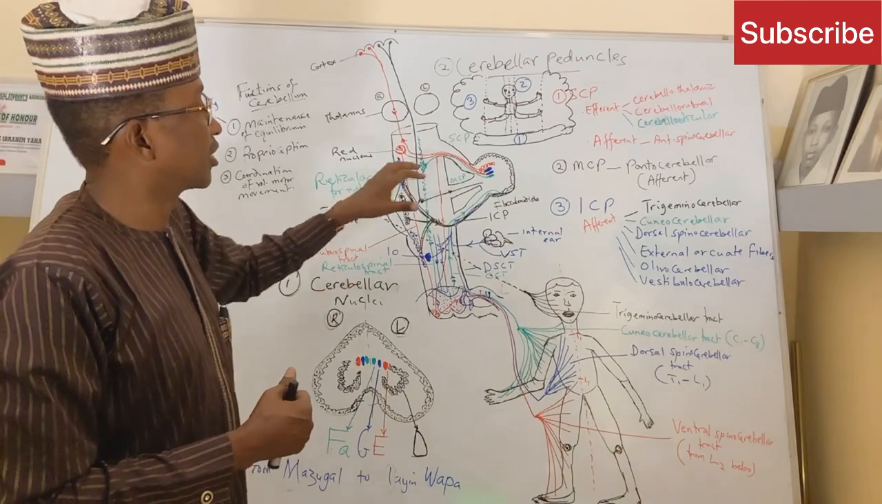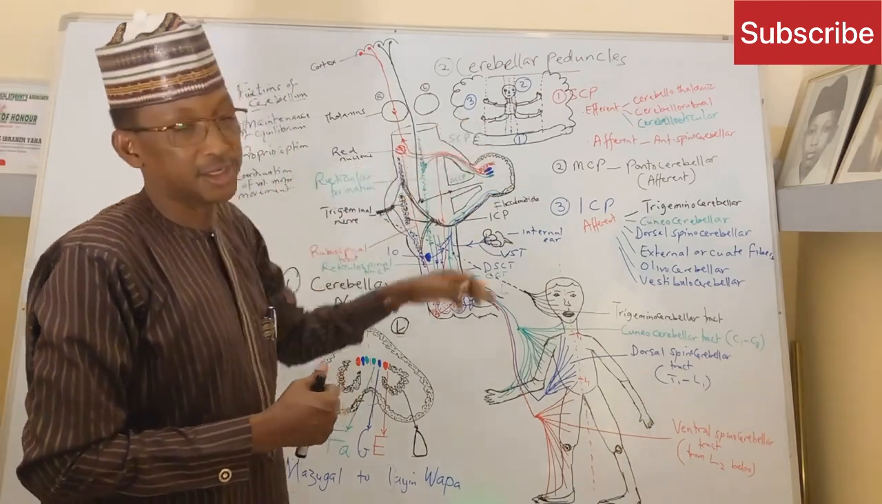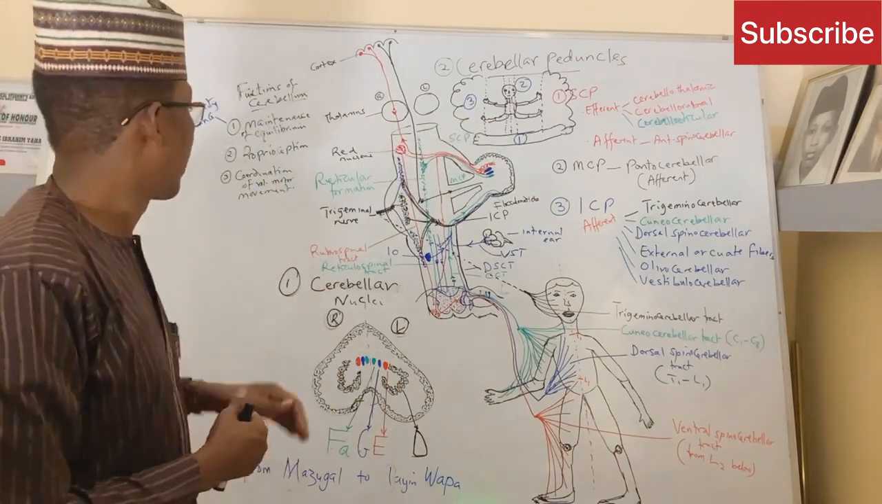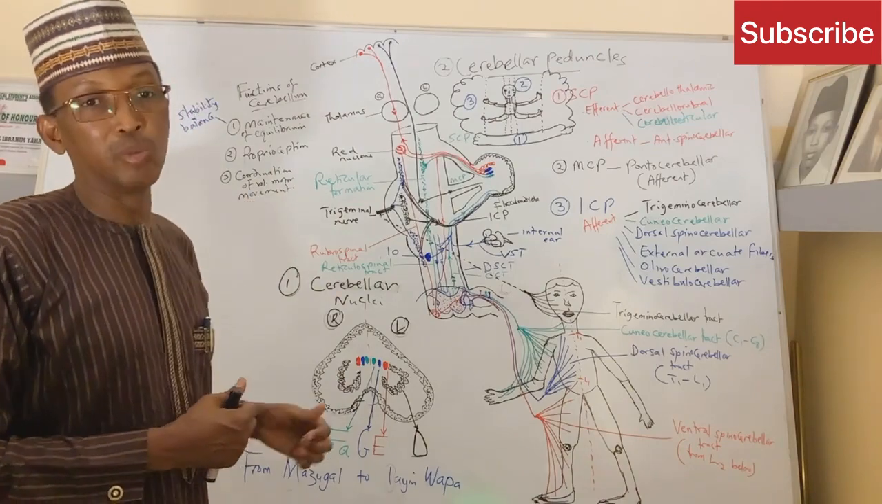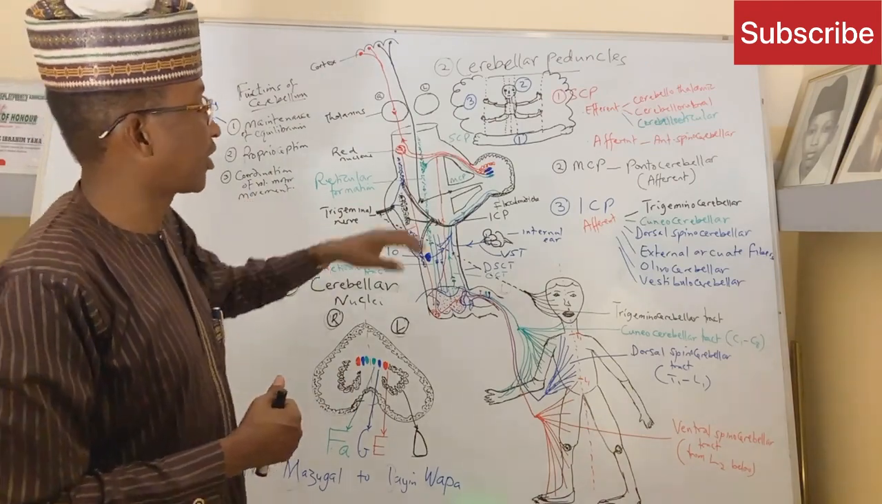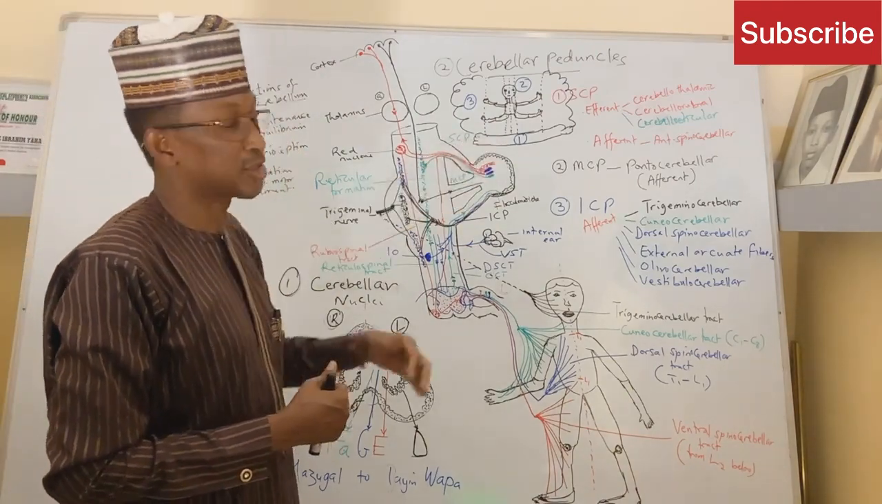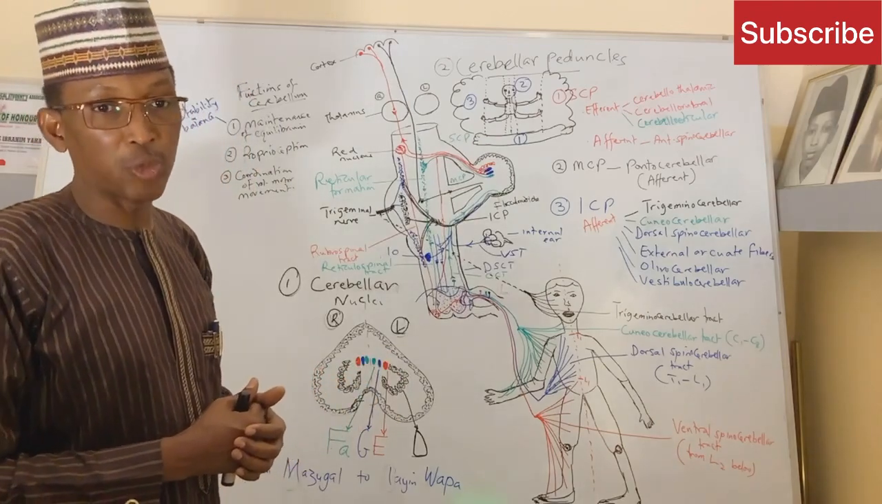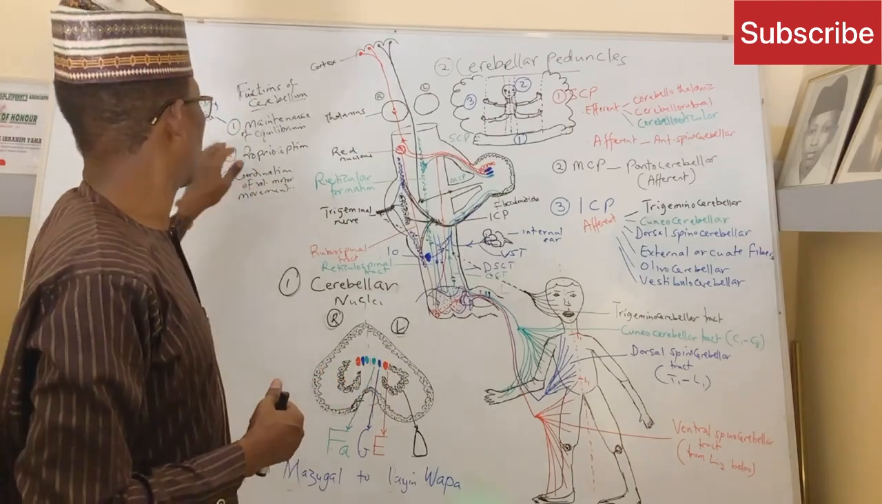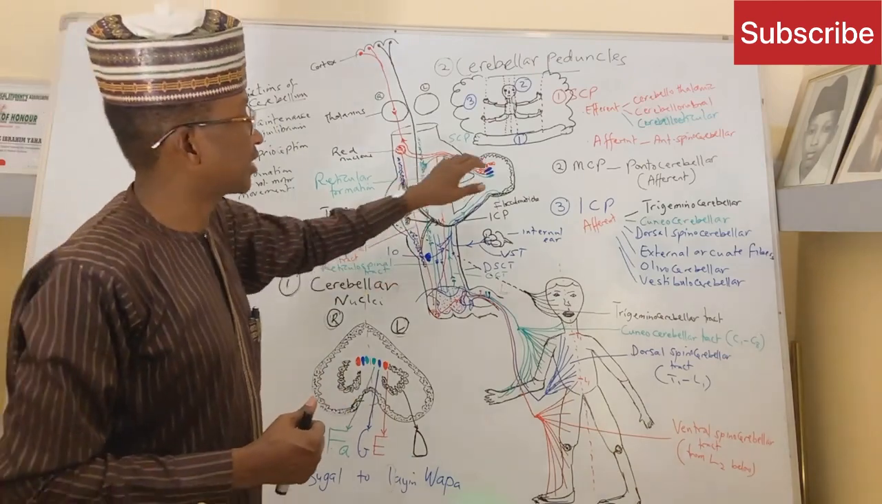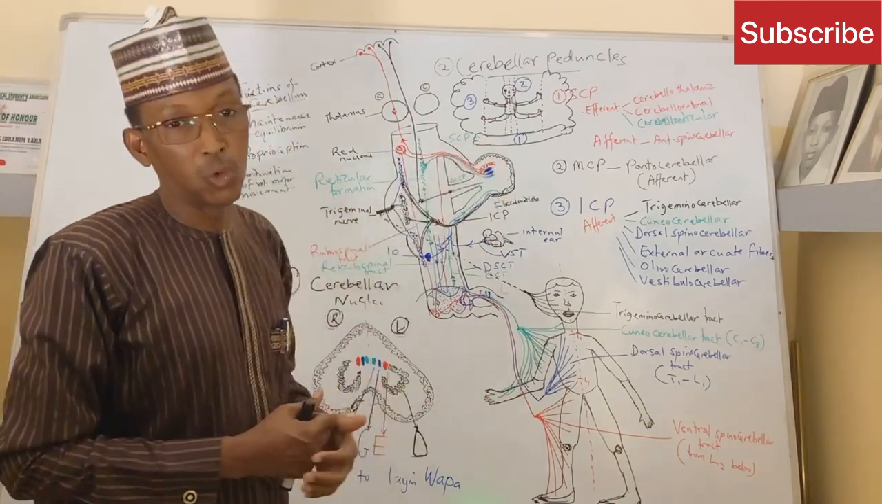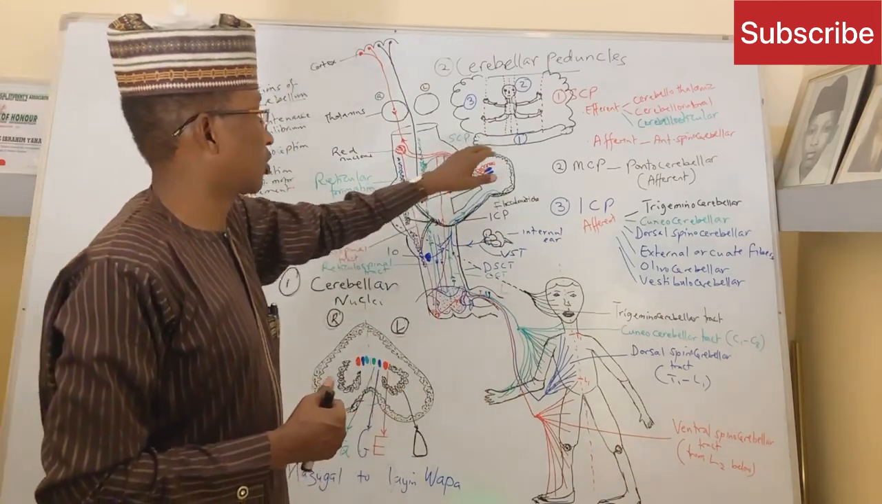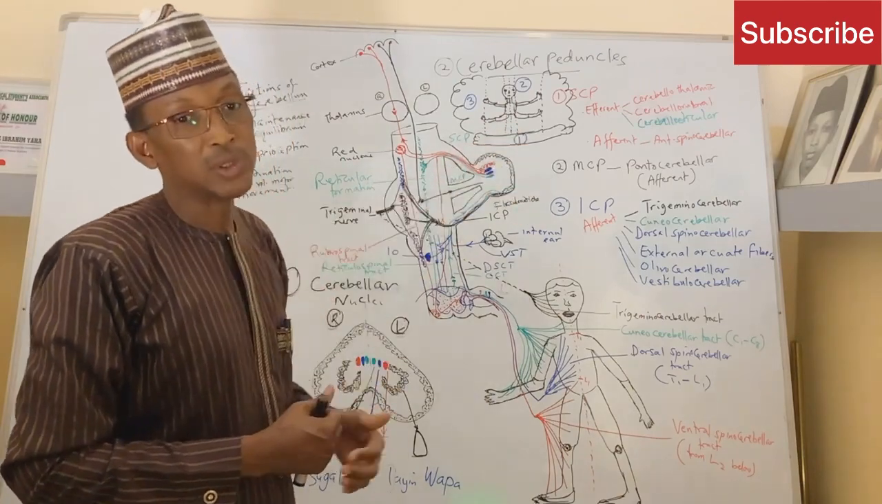So this cerebrocerebellum is responsible for the coordination of voluntary motor movement, while the third one, responsible for the maintenance of equilibrium, with regard to stability and balance, is the function of the flocculonodular lobe, and that is what is known as the vestibular cerebellum.